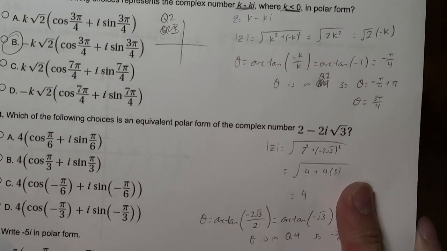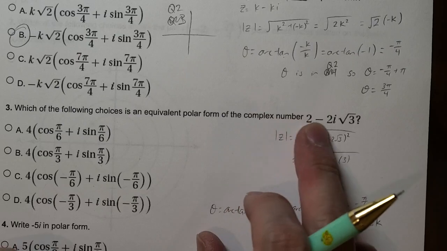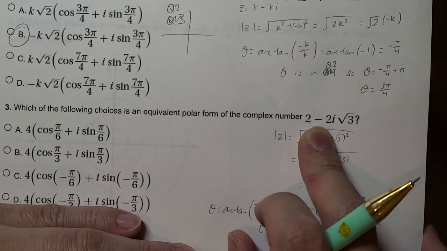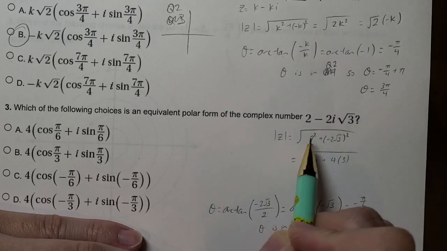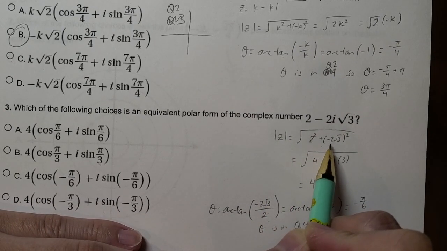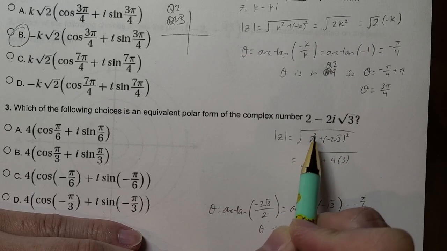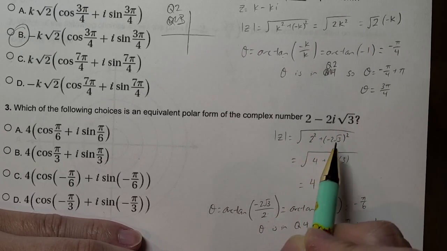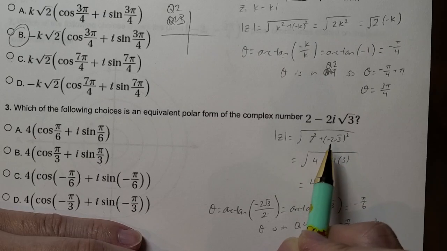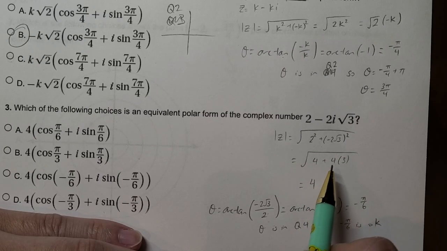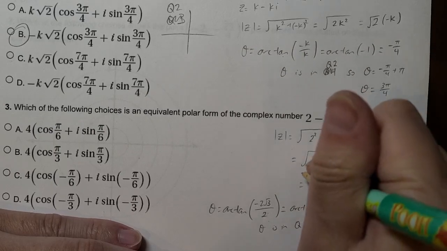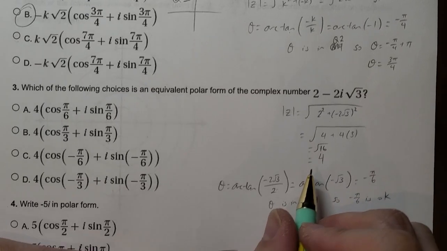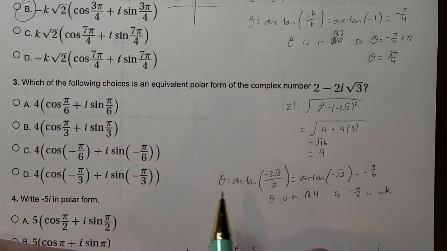Which of the following choices is an equivalent polar form of this complex number? So once again, we need the magnitude and the angle. Okay, so magnitude is x component squared plus y component squared. Once again, it's real component squared plus imaginary component squared. So 2 squared is just 4, minus 2 root 3 squared is just 4 times 3, 12, plus 4 is square root of 16. I'll even write that as an intermediate step, which is equal to 4. So this is the magnitude, which matches all of them, so that doesn't help us eliminate choices.